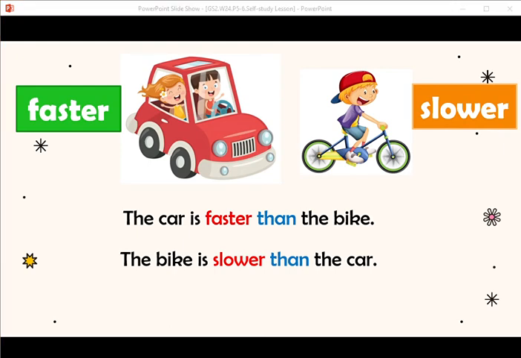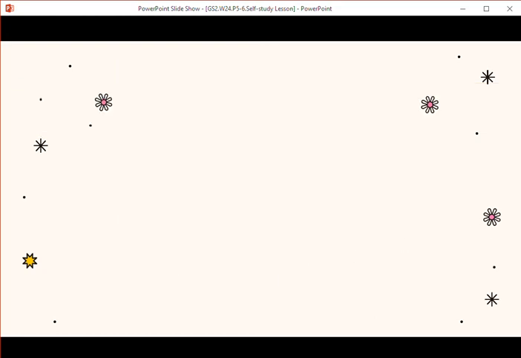In a comparative sentence, we compare between how many people or things? Great! We compare between two people or things. For example, in this sentence, I compare between the car and the bike. Now, let's move to the superlative sentences.